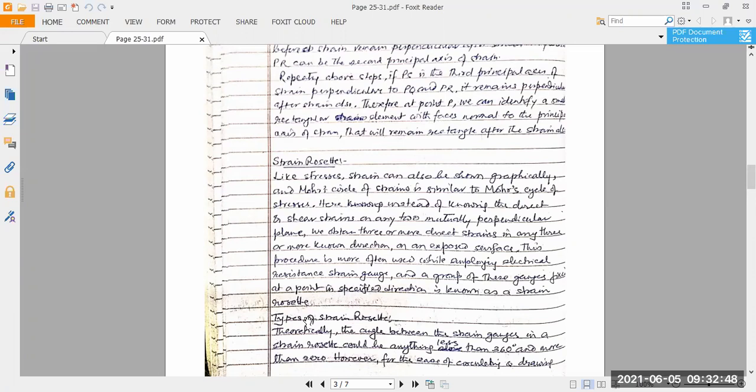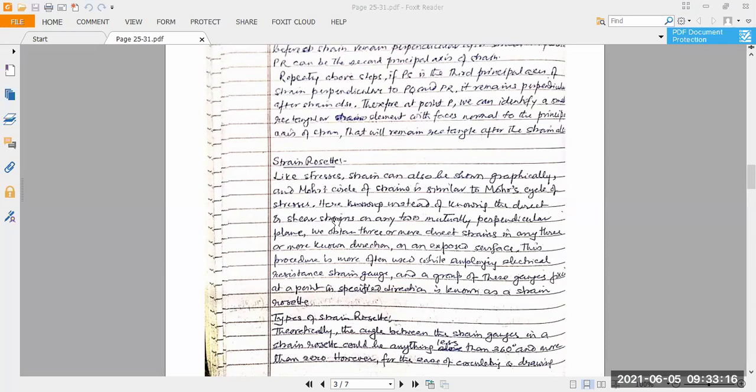So we have to follow the same procedure of Mohr circle, with tensile stress along x and y direction, and shear stress along xy direction. We plot the circle, and here, instead of knowing the direct and shear stress on any particular plane, we don't want to know that first initially.